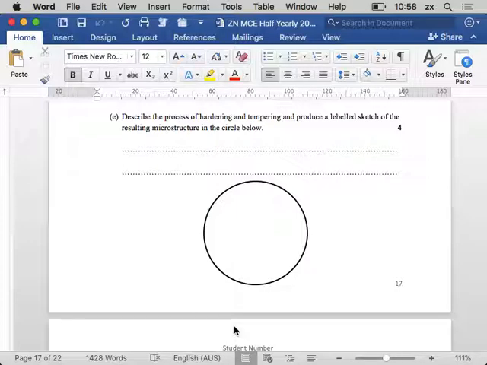Okay. So, great answers. Heat to the austenite range, or heat to gamma steel, then quench in oil, which is a better word to use, then temper. Yeah? After that, to draw the diagram, you just draw this, and you label it, and you say Martensite.